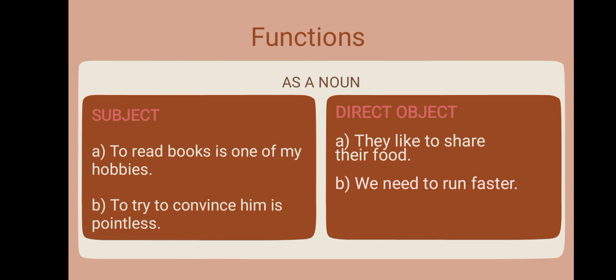Here is an example. Subject. A. To read books is one of my hobbies. B. To try to convince him is pointless. Full infinitives also function as the direct object of the main verb. For example, A. They like to share their food. And B, we need to run faster.